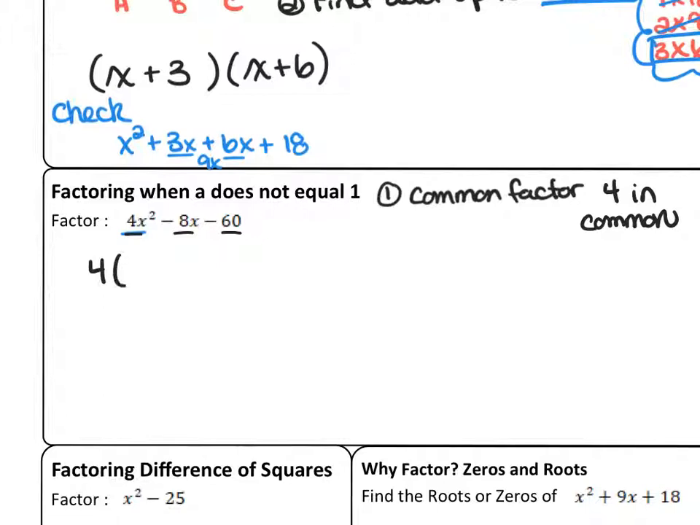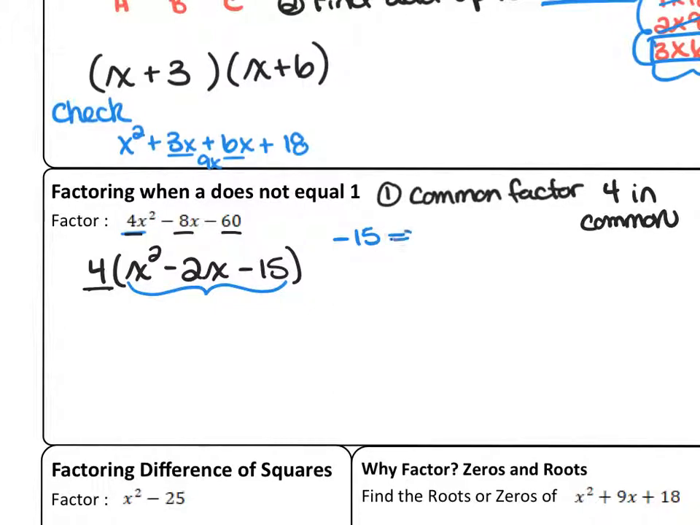So I'm going to pull the 4 out in front. 4 divided by 4 is just 1, so it becomes x squared. Negative 8 divided by 4 leaves us with negative 2, and we'll keep the x there. And negative 60 divided by 4 is negative 15. Now we're going to ignore the 4 and focus on this part, and factor it the same way we factored our previous example. I'm going to find two numbers that multiply to give us negative 15.